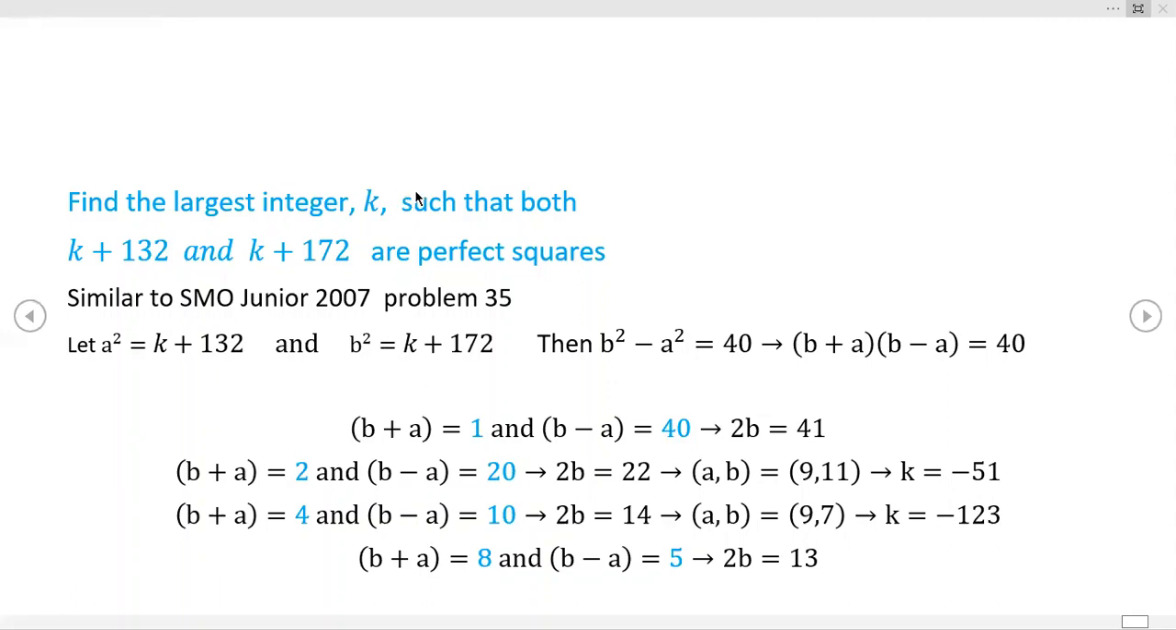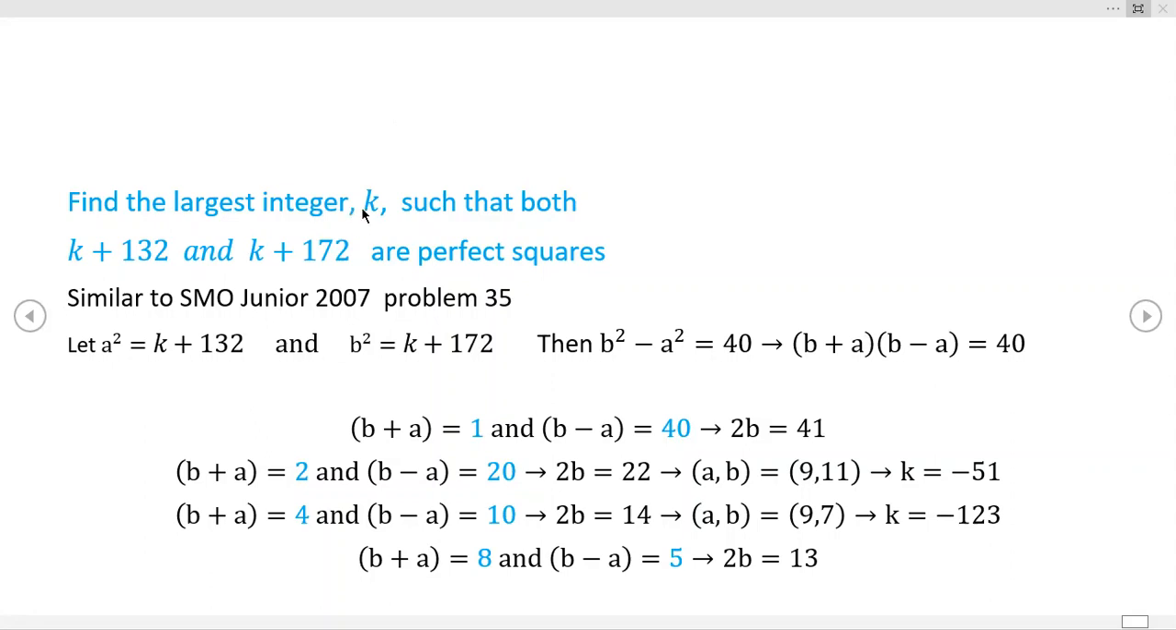Buddy, hey, I have a problem that's similar to a problem way back in 2007, the Singapore Mathematical Olympiad. It's the junior section, problem 35. And it's sort of a strangely worded problem. It says find the largest integer k such that both k plus 132 and k plus 172 are perfect squares. And you're supposed to find the largest k.